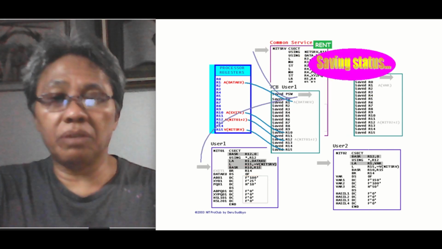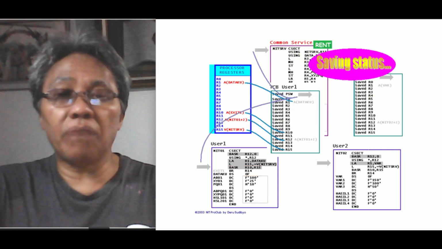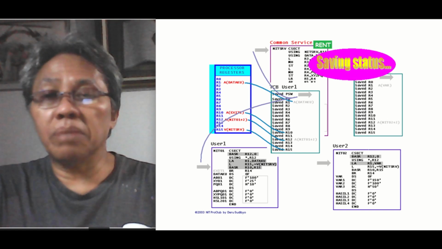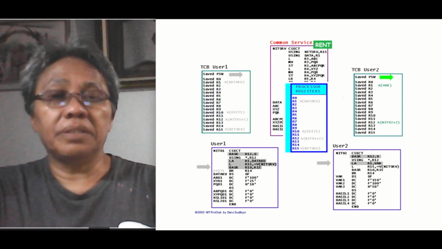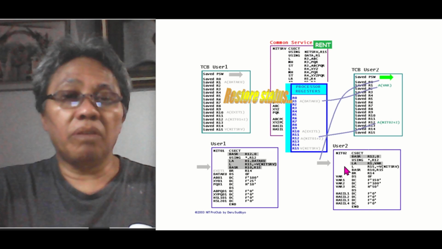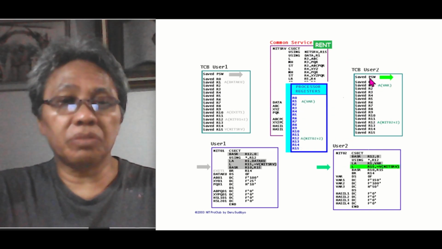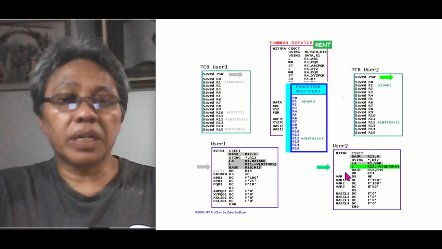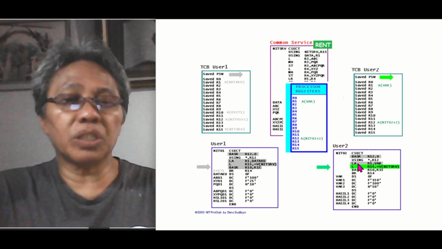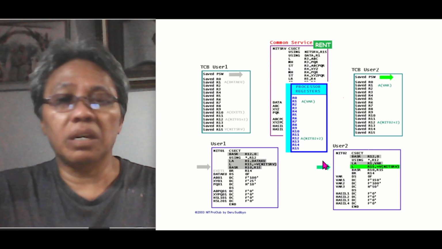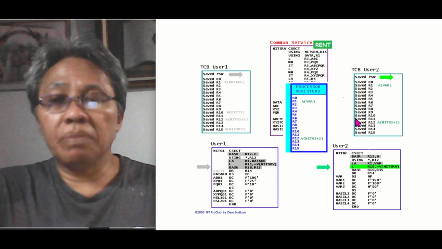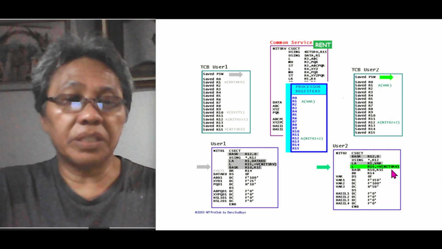Control goes back to the OS, which does housekeeping to save everything into the TCP of user 1 like this. Then back to user 2. The OS then restores the TCP of user 2 to the system. Once everything, including the PSW, is restored, control automatically points to the next sequential instruction address of user 2, exactly before it was interrupted. So it is this instruction.